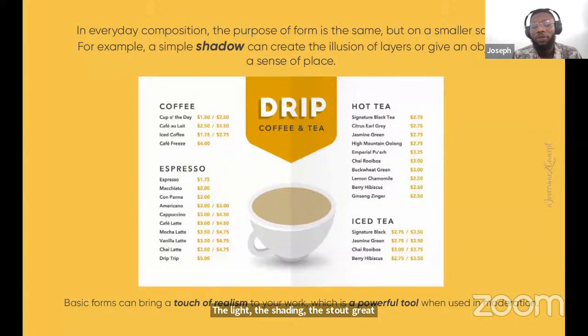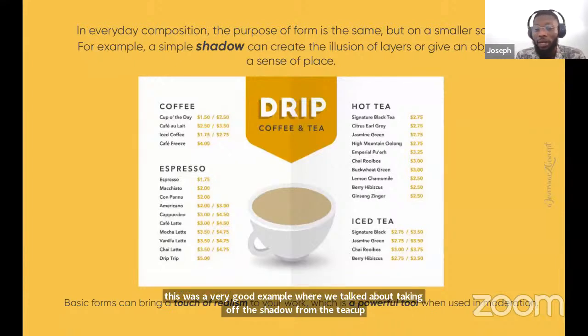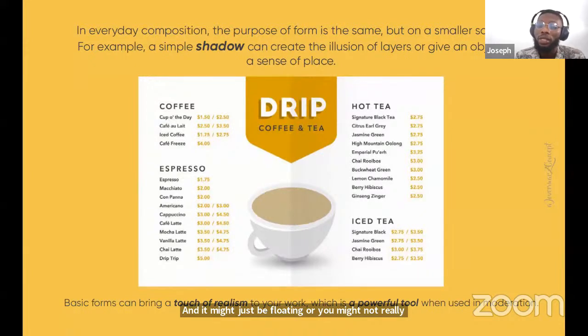And this was a very good example where we talked about taking off the shadow from the teacup, and it might just be floating, or you might not really tell what's going on there. But looking at it, you can tell that this has a balance, because that shadow gives it the feel that it's sitting on something, even though it's an enormous white space, right?